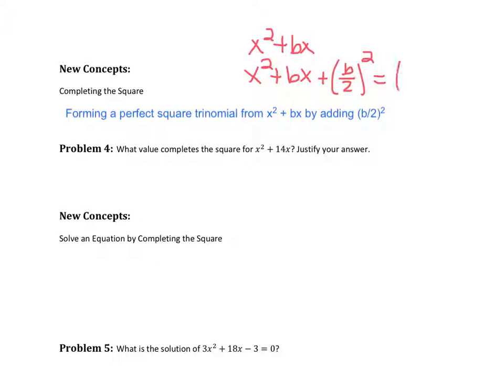The reason why I like to do that is then I can factor the left-hand side of the equation as x plus b halves the quantity squared. There's our perfect square trinomial. And so it just takes a little bit of getting used to it. Don't make this harder than it is, honestly.